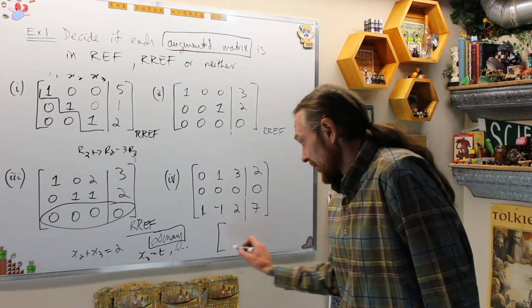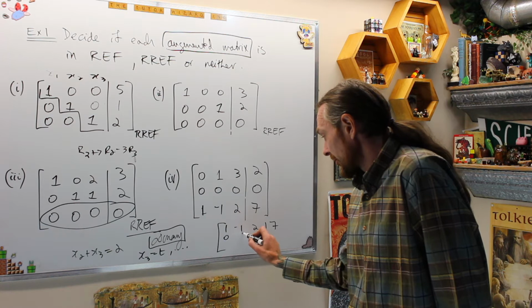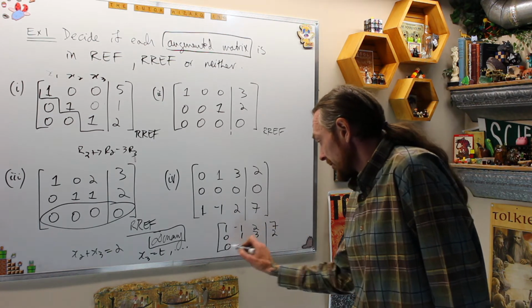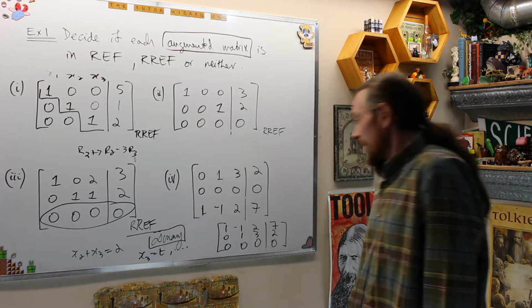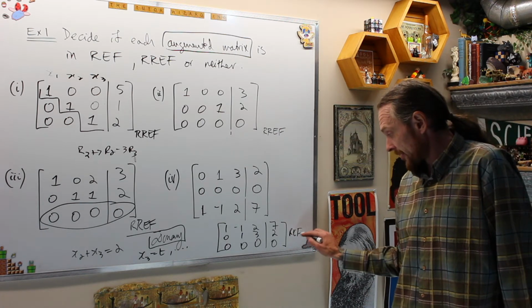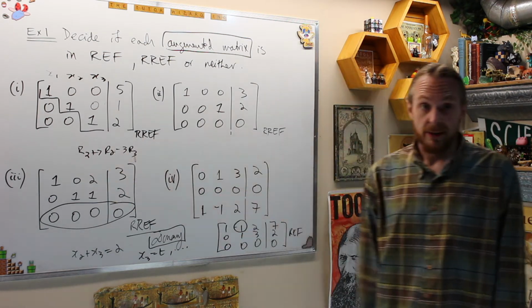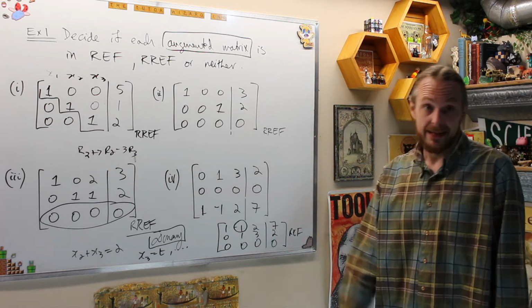I can't tell unless we do it. 1, -1, 2, 7 should go to the top. Then 0, 1, 3, 2, 0, 0, 0, 0. This is now, I can see, in REF, but not reduced row echelon form, because that needs to be 0, like that one. This is how we recognize it.